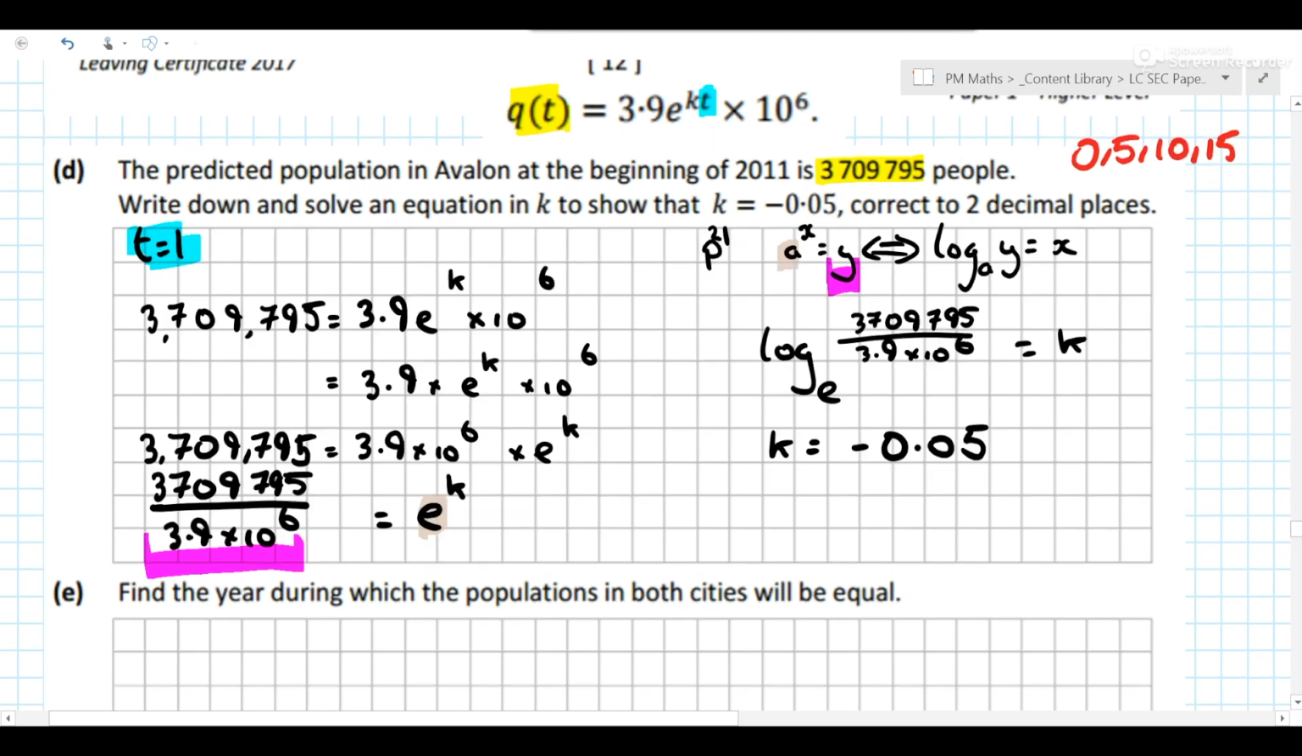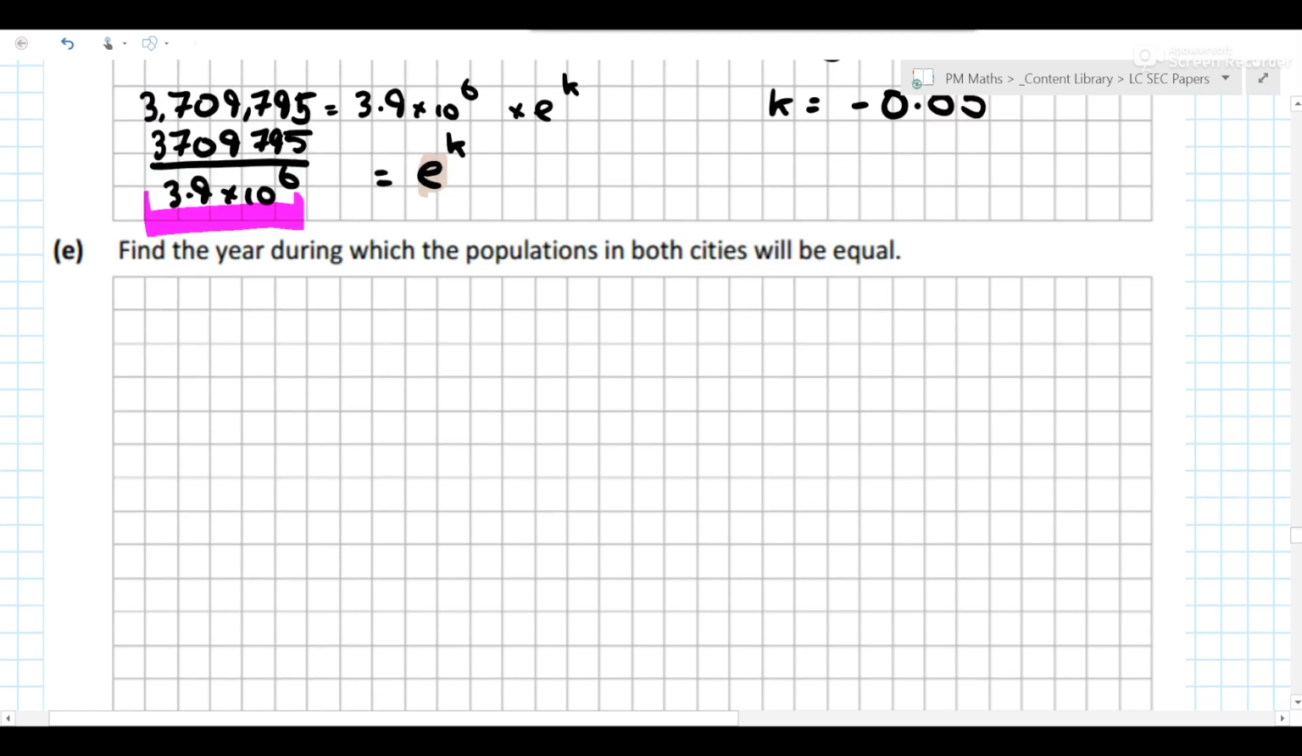Okay, already there's quite a lot of marks gone for the start of this question. Find the year during which the population in both cities equals each other. When do they equal each other? We'll go back to maybe it was second year that you started doing simultaneous equations. What were you doing with simultaneous equations? You're finding the point of intersection of two lines or two functions. Another way of thinking of it was you're letting the two functions equal to each other and solving them. So we're finding the point of intersection between p of t and q of t. And we can do that by letting them equal to each other.